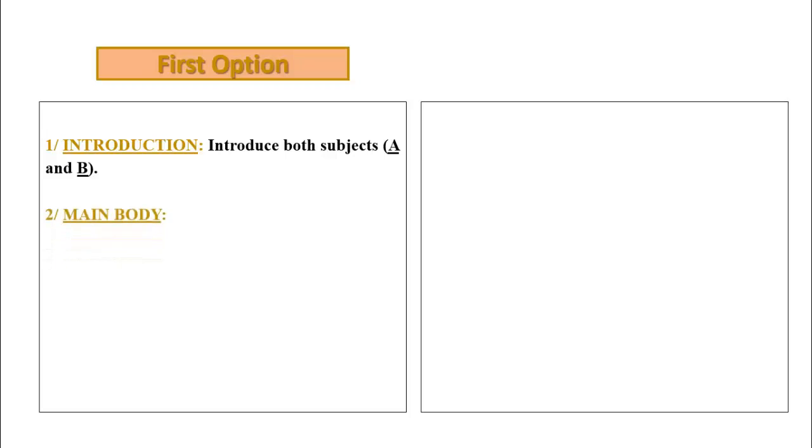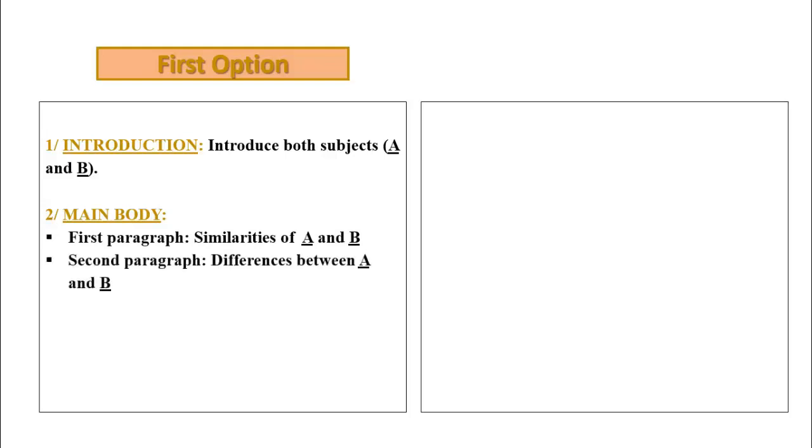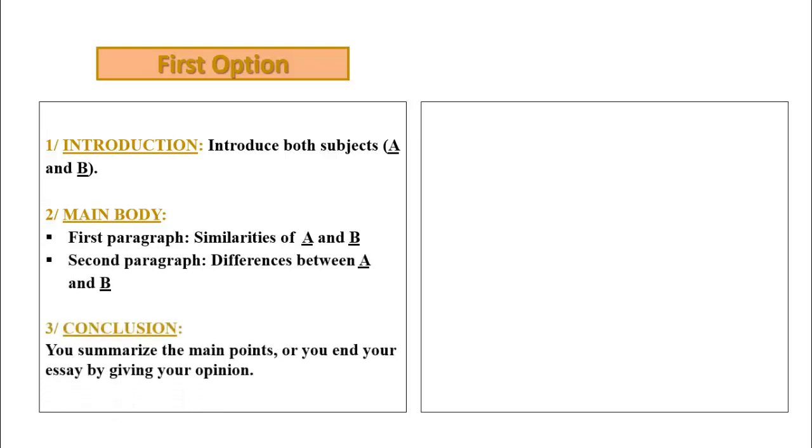Then we have the main body. You divide it into two paragraphs. One paragraph that is entirely focused on similarities between these two subjects. And the second paragraph is about the differences between these two subjects. The last part is conclusion. Here you summarize the main points or you end your essay by giving your opinion.